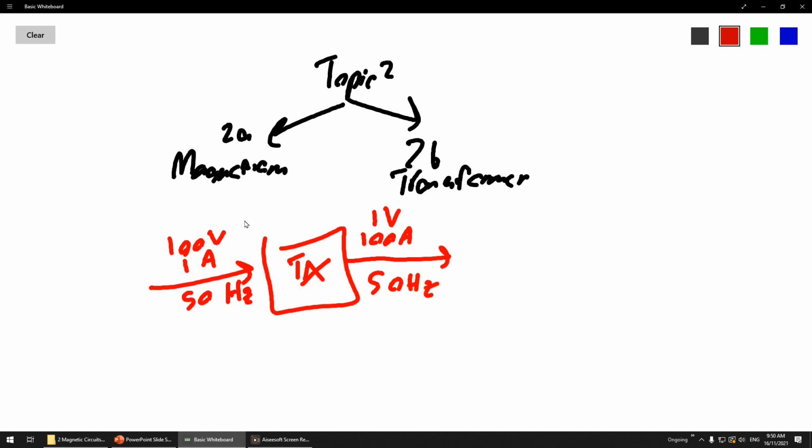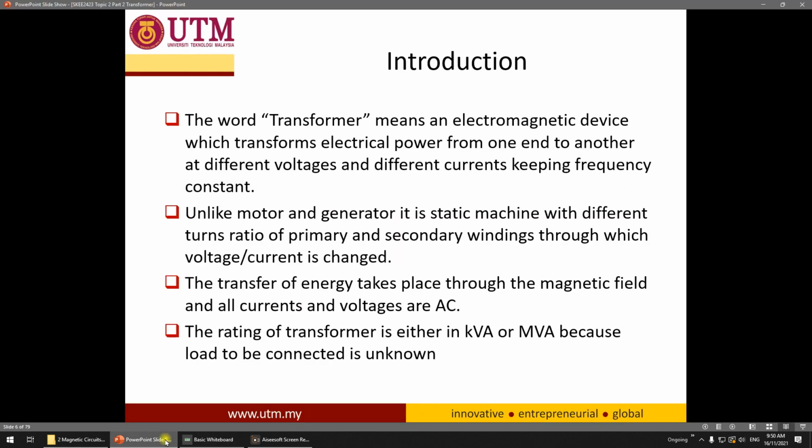Okay, so basically you can change the voltage and the current using transformer, but make sure that P in is equal to P out. Okay, this is the law, right? Power input is equal to power output. This is for ideal. For non-ideal, P out will be lower. Okay, so something like that. So basically your voltage and current change, but the frequency doesn't change.